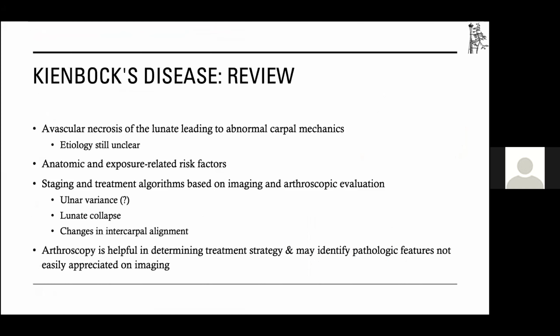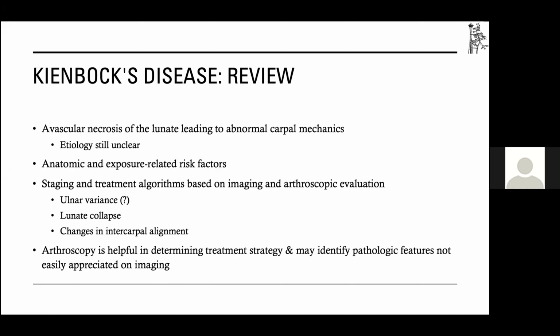So just to review what we've talked about briefly this morning, Kienbock is defined as avascular necrosis of the lunate leading to abnormal carpal mechanics. And though we've been studying it for over 100 years, the etiology still remains somewhat unclear, though there are more and more popular postulations now. It can be due to anatomic factors such as vascularity or lunate morphology, but may also have sources from exposure-related risk factors. Multiple staging systems have been proposed over time and rely on both imaging and arthroscopic evaluation. The exact role of ulnar variance is not yet clear, though this still plays an important role in determining the role of surgery in managing these patients.